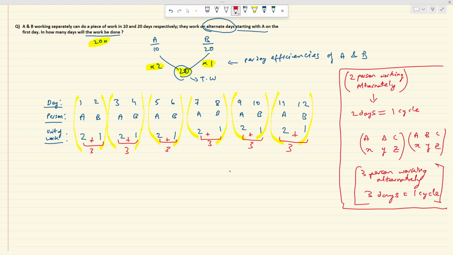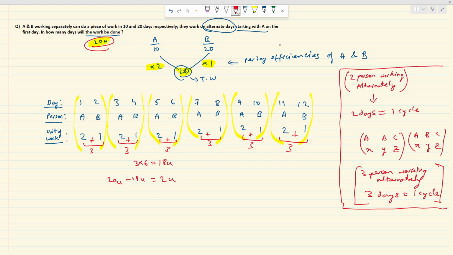So how much total work has been completed till now? 3, 1, 2, 3, 4, 5, 6. So 3 into 6, 18 units of work has been completed. We have to complete total how much? We have to complete 20 units of total work. How much is remaining? 20 units minus 18 units. 2 units is remaining.